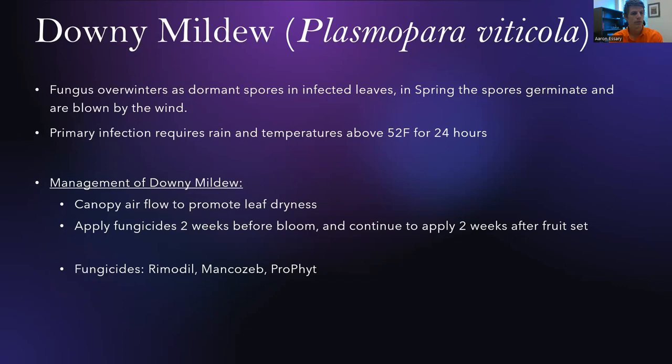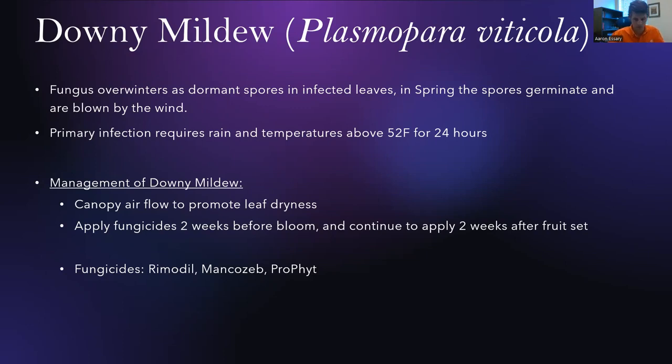The fungus overwinters as dormant spores in infected leaves, and in the spring, they germinate and are blown by the wind. Primary infection requires rain and temperatures above 52 Fahrenheit. So again, springtime, spring rains, spring warmth, downy mildew will begin. Management for downy mildew: canopy airflow. Again, just make sure your canopy is not overgrown, that it's managed well, to promote dryness. Then apply fungicides 2 weeks before bloom and continue to apply 2 weeks after fruit set.